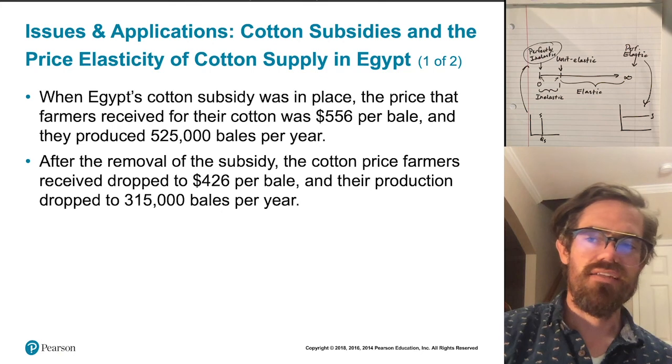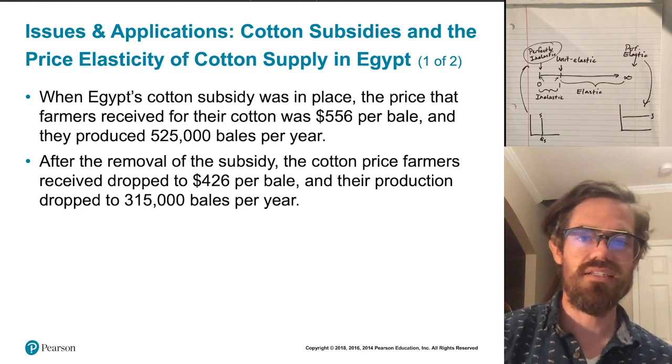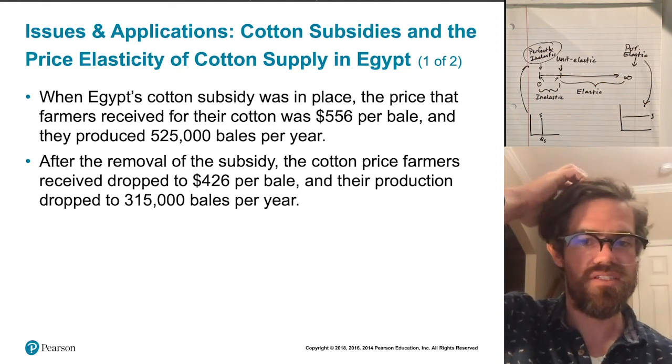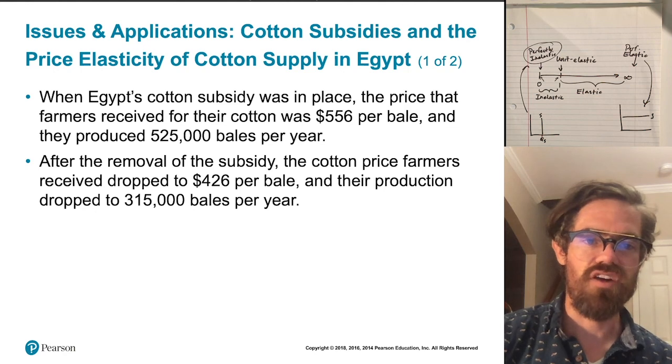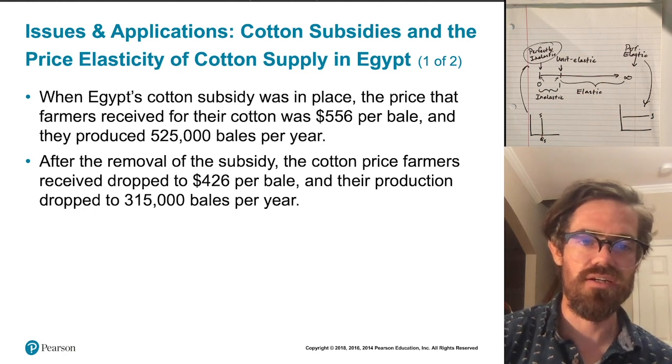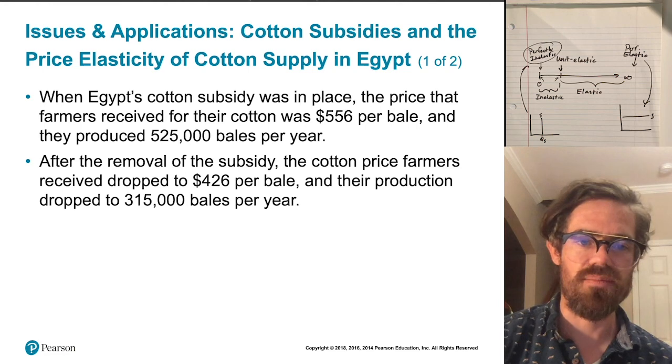All right, and just returning to this cotton issue in Egypt. When Egypt's cotton subsidy was in place, the price that farmers received for their cotton was $556 per bale, and they produced over 500,000 bales per year. But then after the removal of the subsidy, the price that they received drops to $426 per bale, and their production drops to 315,000 bales per year.